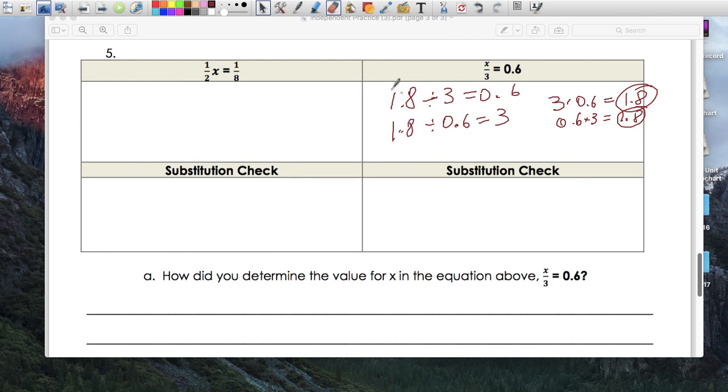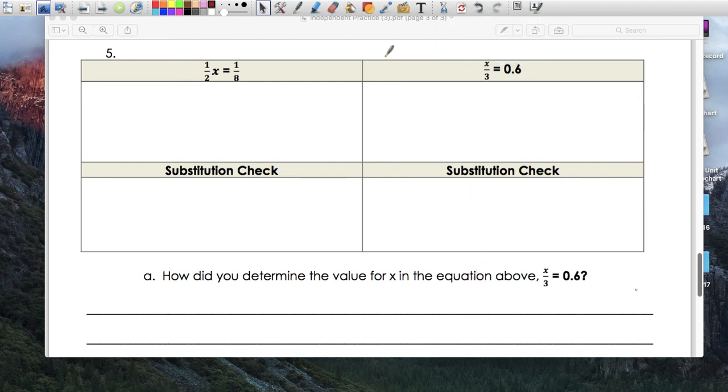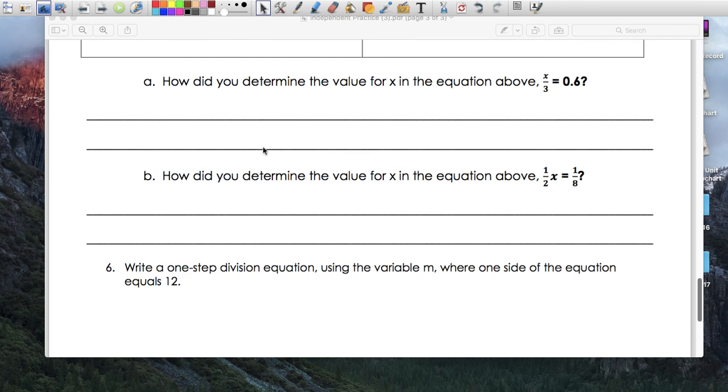Which one of these two do we want? We want this one because this and this have the same meaning. And x is going to be 1.8. And then you can substitute and check. I'm not going to go through all that. So, in your explanation at the bottom, you can say that you used fact families and the multiplication relationship to find the value of x. You multiply 3 times 0.6 to give us the value of x. Okay, is that it? Ooh, there's more.